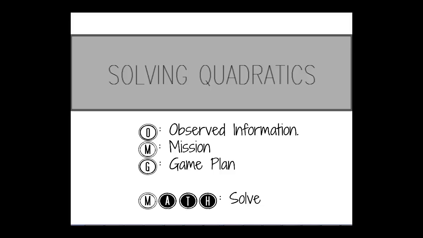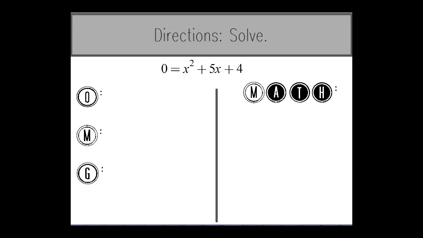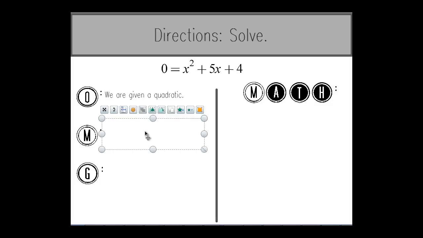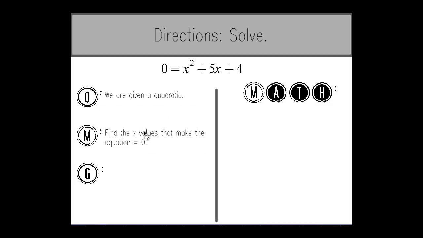Today we're going to practice solving quadratics using the OMG Math method. The first problem we're given is x squared plus 5x plus 4. What we observe is that we are given a quadratic. Our mission is to find the values that make the equation equal 0, since it asks us to solve. And our game plan is going to be to factor and solve this one.